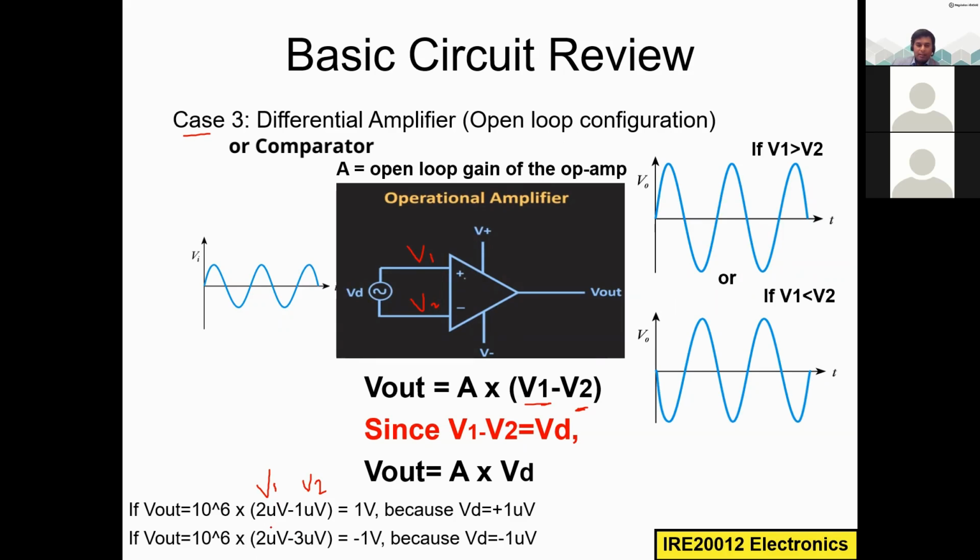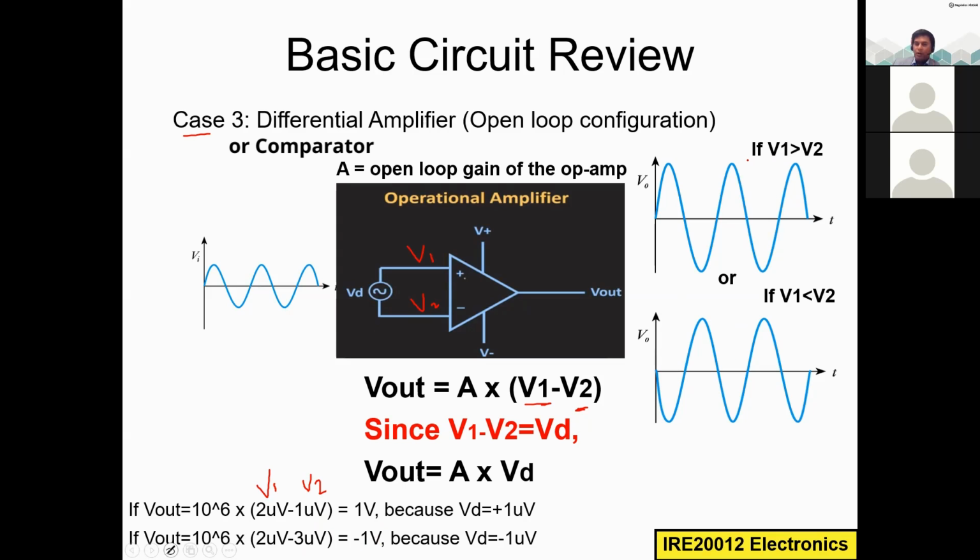But in the other case, this is another example. We will just see with some numbers so you can easily understand. Here V1 is 2 microvolt and V2 is 3 microvolt. So V1 minus V2 means 2 minus 3, that is minus 1. So minus 1 is the output here. The minus is indicating there is a phase difference.